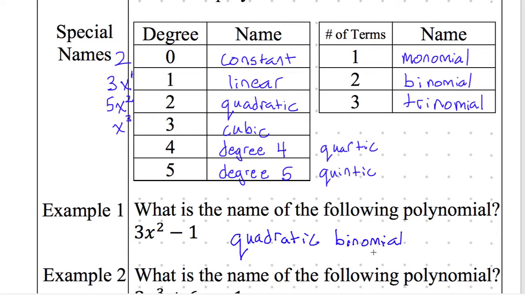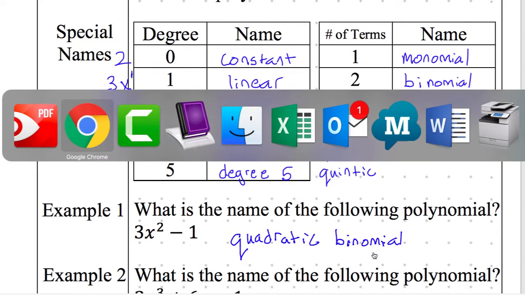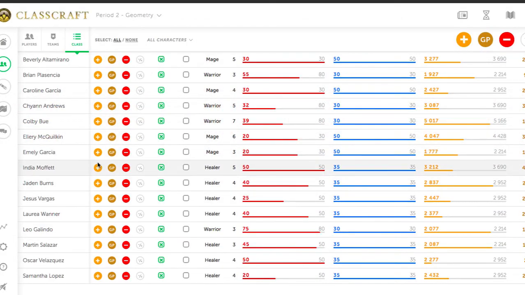Man, doesn't that make us sound so smart? You can go home and be like, Guardian, I learned how to study quadratic binomials today. You're like, what? You're so smart. Yeah. Quadratic binomials. Thank you, India.